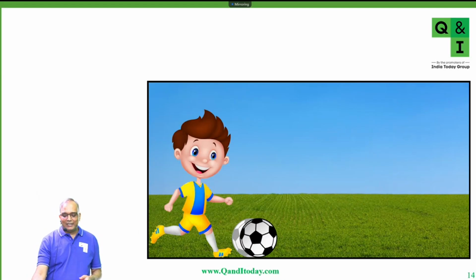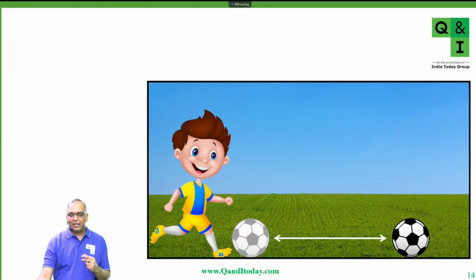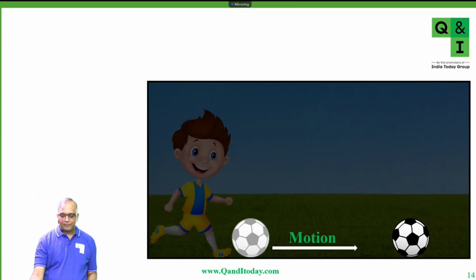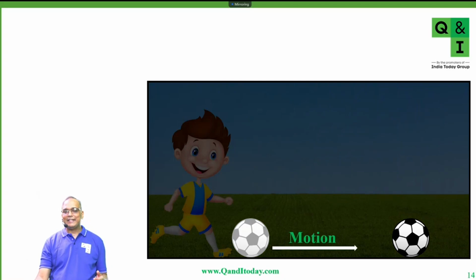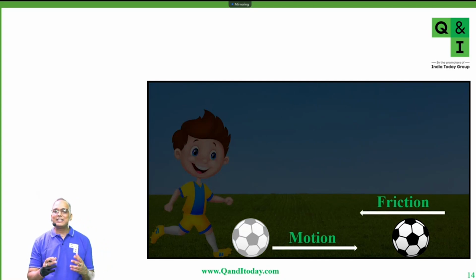Similarly, let's say a boy has kicked the ball. After some time, the ball will roll for a while and then it will come to a stop. Again, that is because of the frictional force. The direction in which the motion happens, the friction is always opposite to that. So friction always opposes the motion. We'll study more about this concept of friction in the next chapter.